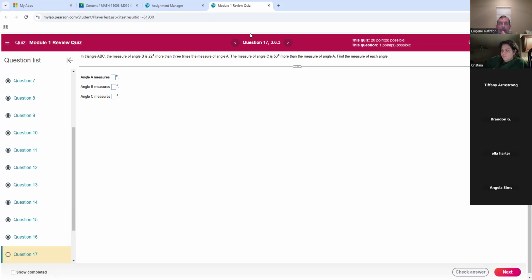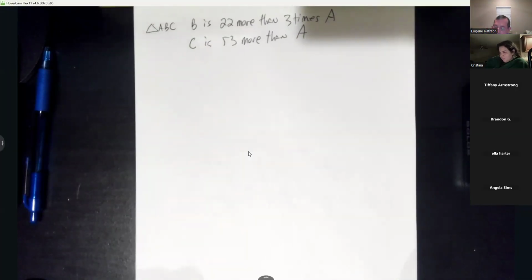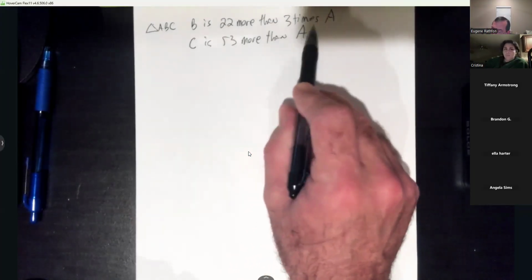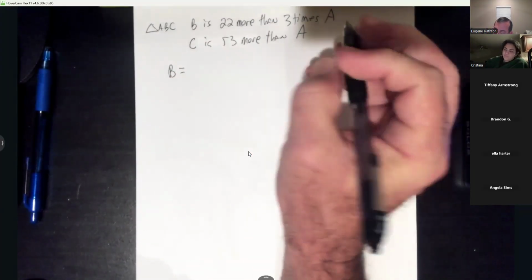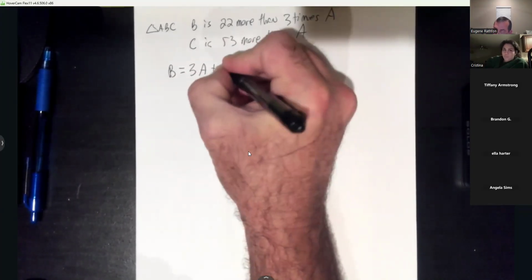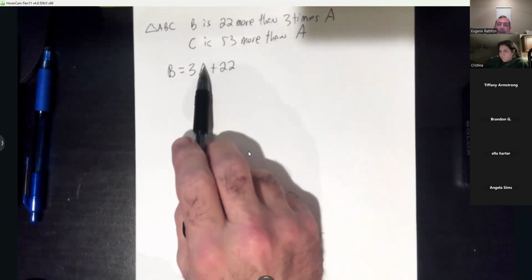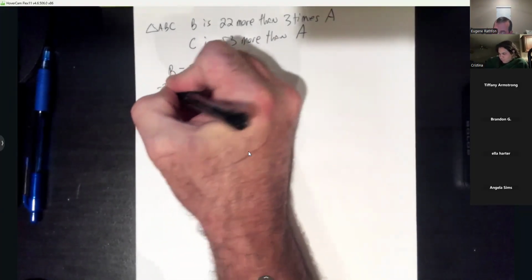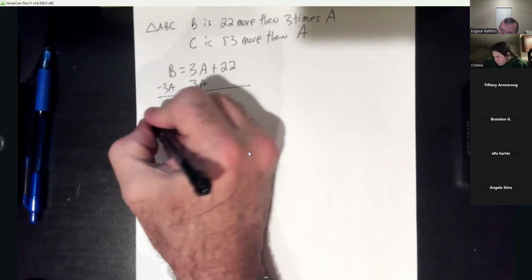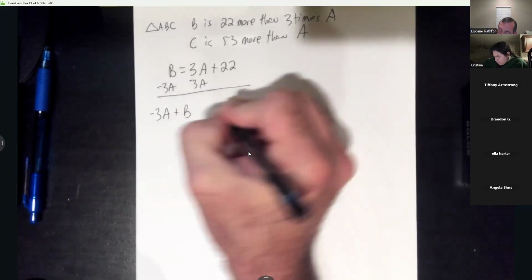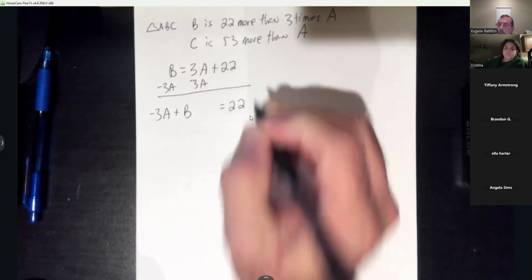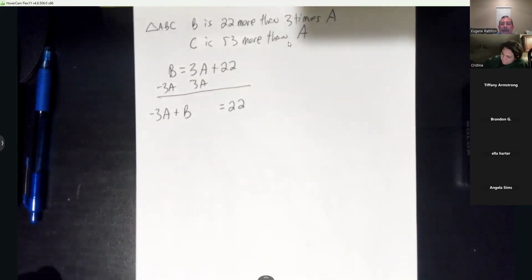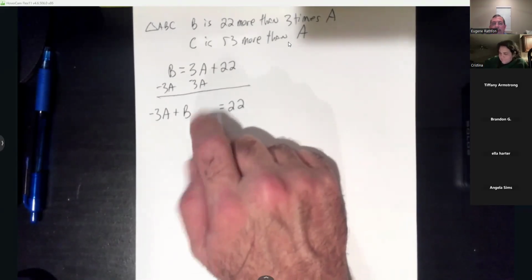All right, so I got that written down. So we just have to come up with these equations. B is 22 more than 3 times A, so B equals 3 times A plus 22. Now, I need this 3A moved to the other side, so I'm going to make it negative. Putting this in order, I have negative 3A plus B equals 22. Notice I left a little space here because the other equation has a C in it.